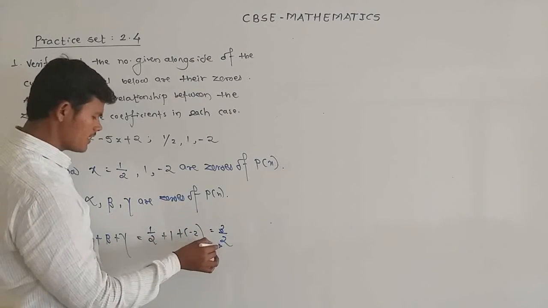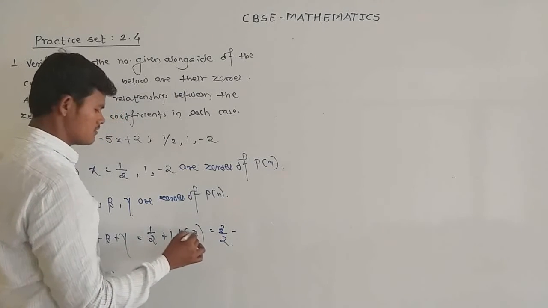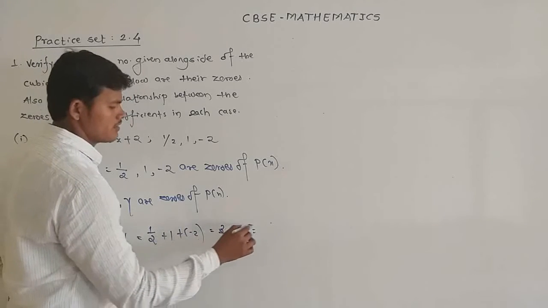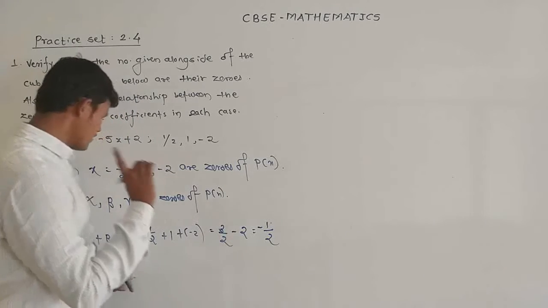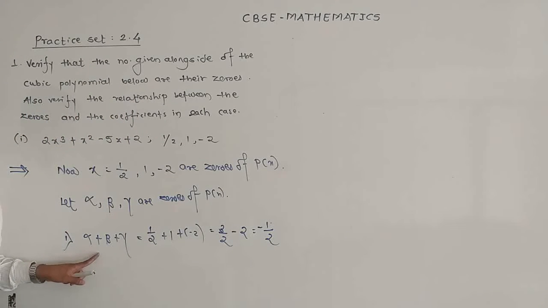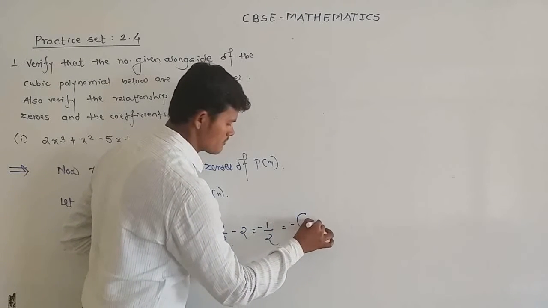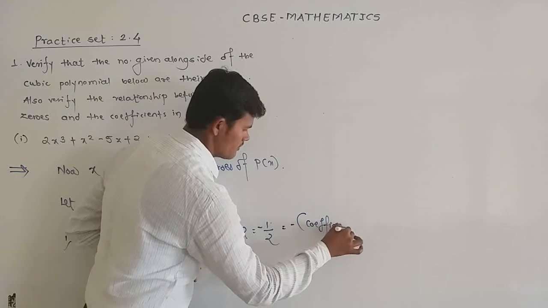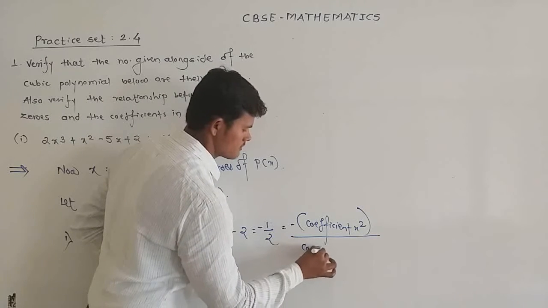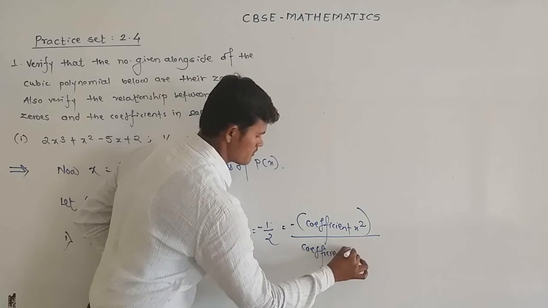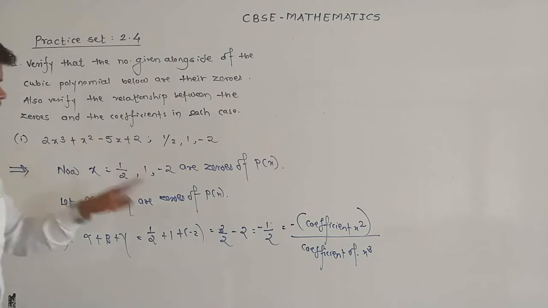1 by 2 plus 1 is 3 by 2. After performing cross multiplication, we get 3 by 2 minus 2, so we get minus 1 upon 2. So the first relation, that is the sum of zeros, is nothing but minus b by a. Minus b by a is nothing but minus of coefficient of x square divided by coefficient of x cube. So the coefficient of x square is 1, so its value is 1.